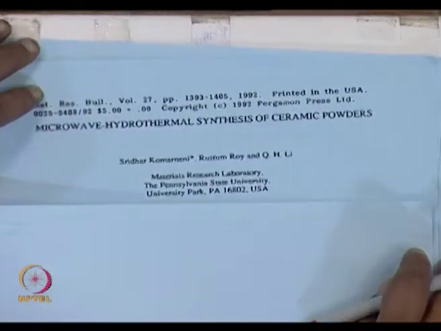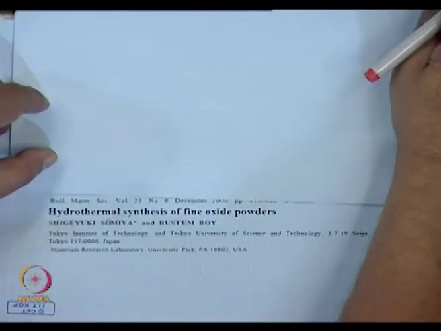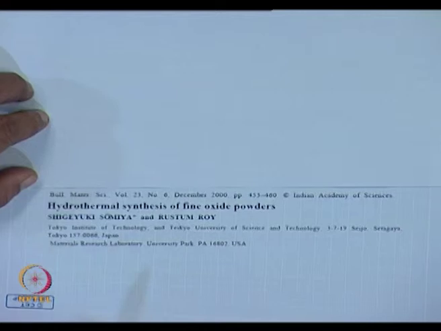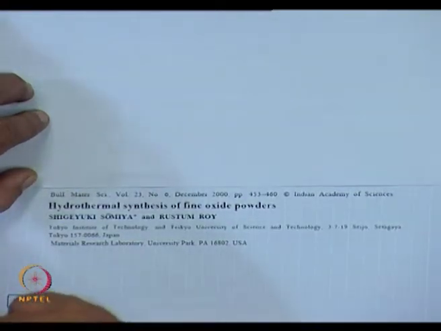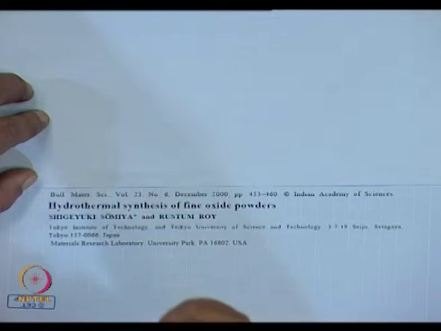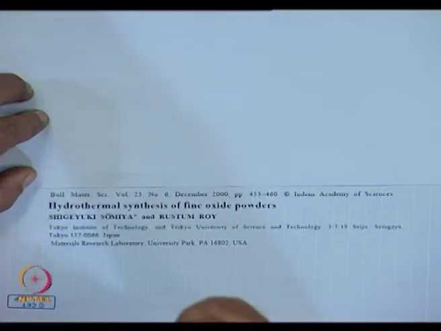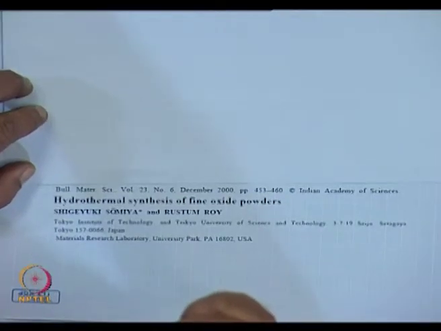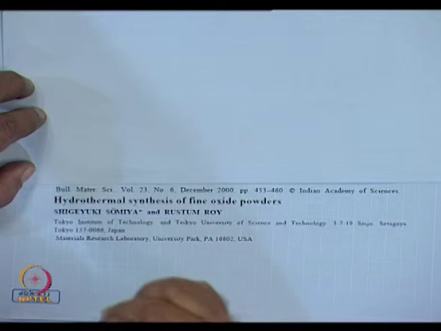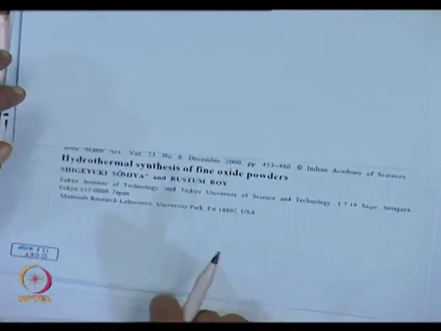One is the basic old one, the first one: Hydrothermal Synthesis of Fine Oxide Powders, authored by the two greats, Rustom Roy and Soumya Saka. Rustom Roy developed this method back in the 1950s, and Soumya carried on his work.